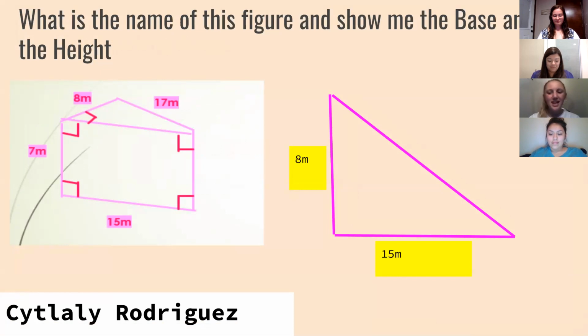Cece, can you tell me the name of the figure above? Well, of course, Claudia. This figure is called a right triangular prism. We are asked to find the base and the height. Since this is a 3D figure, if we were to flip it and look at it this way, we can tell that the height is 8 meters, and therefore the base would be 15 meters.